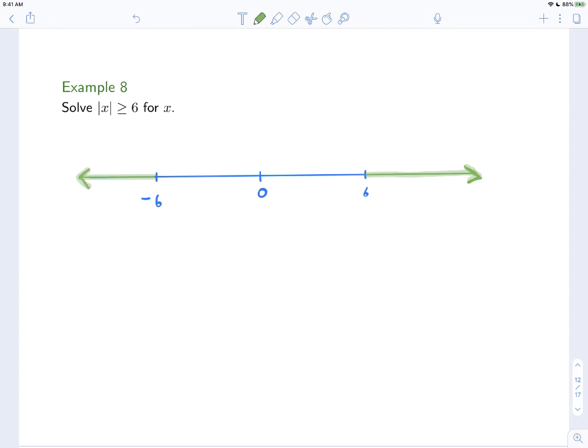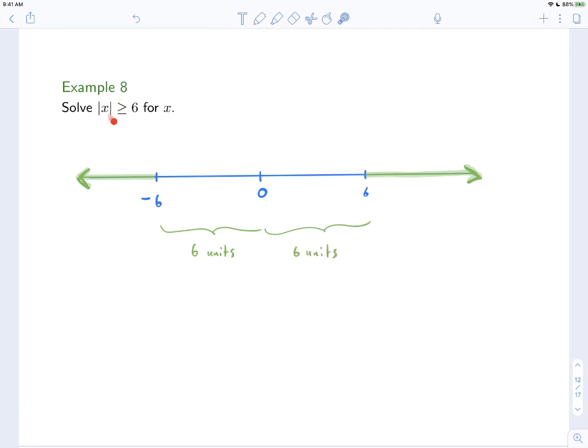So everything out here is farther away from 0 than 6. But everything out here is also farther away from 0 than 6 units. So everything to the left of -6 is farther away from 0 than 6 units. So this distance is 6 units in length. Over here too, this is 6 units in length.